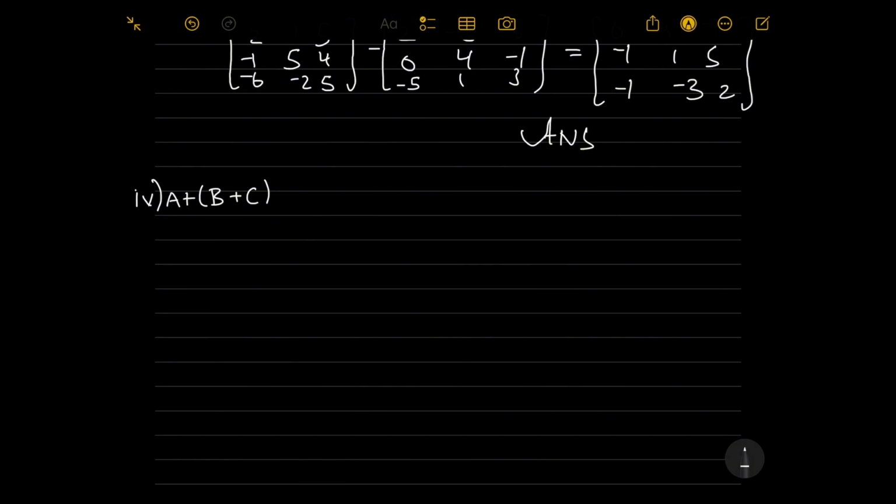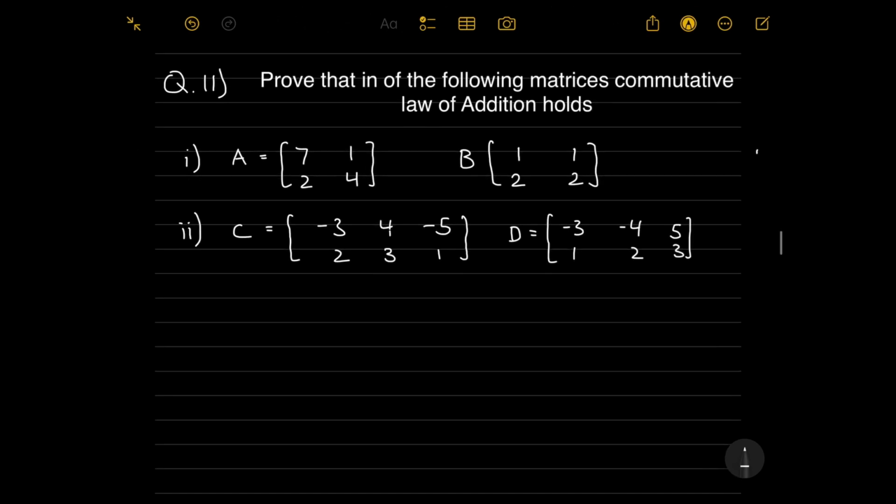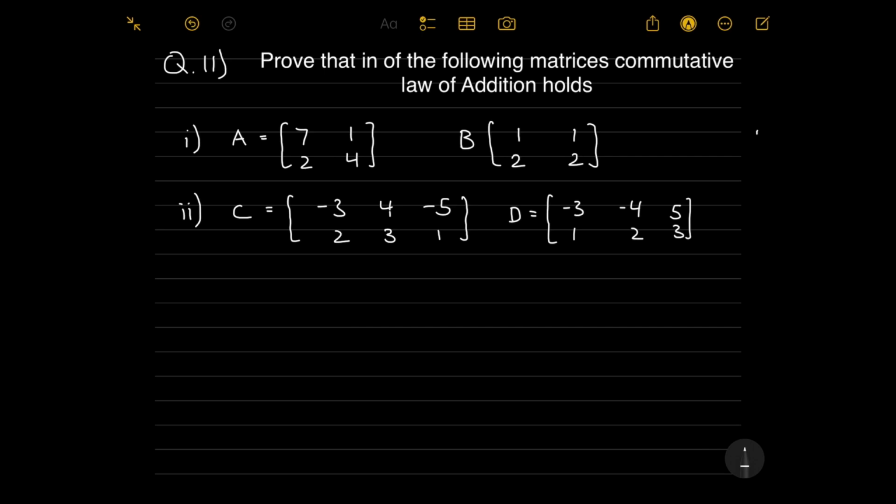I would leave this one for you to practice, because the answer of this would be equal to this answer. So try to get this answer yourself after you solve it, and I'd rather start question number 11, which is: prove that in one of the following matrices the commutative property of addition holds. So let's see in which of those the commutative property of addition holds.